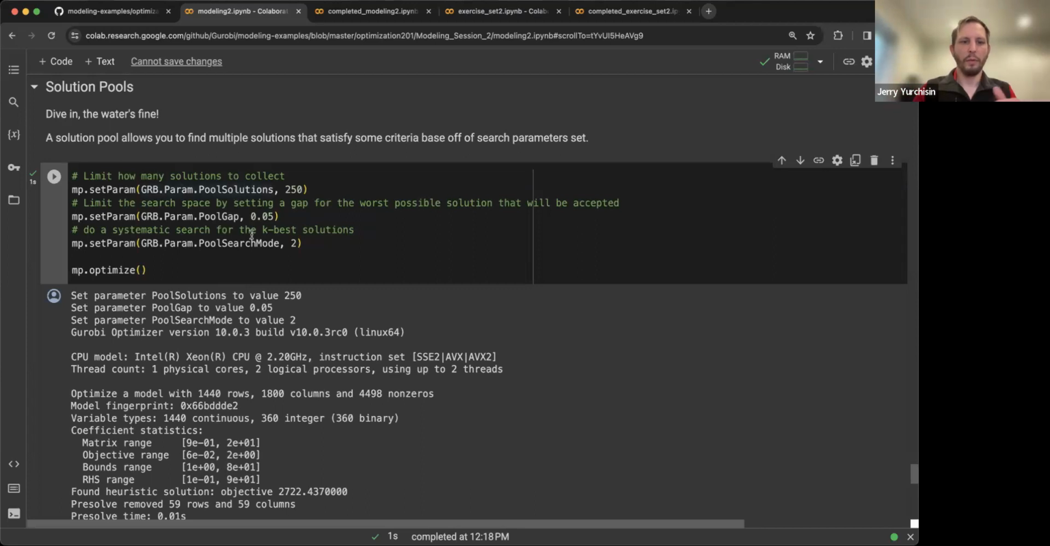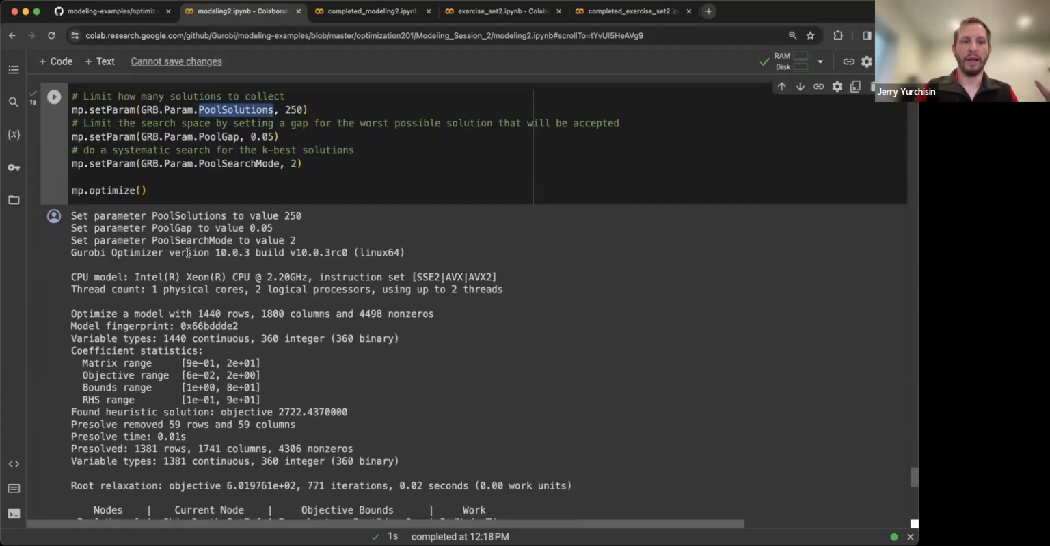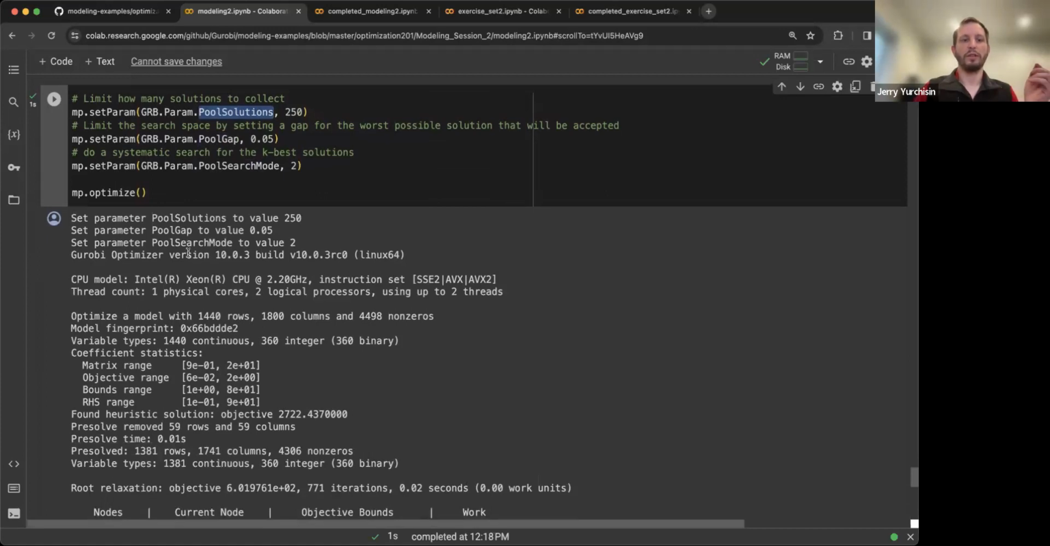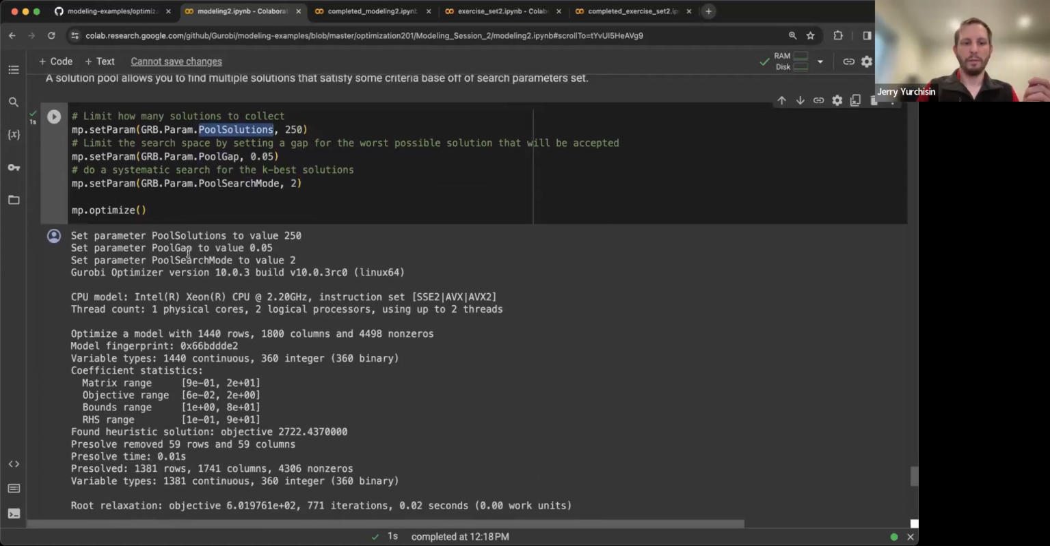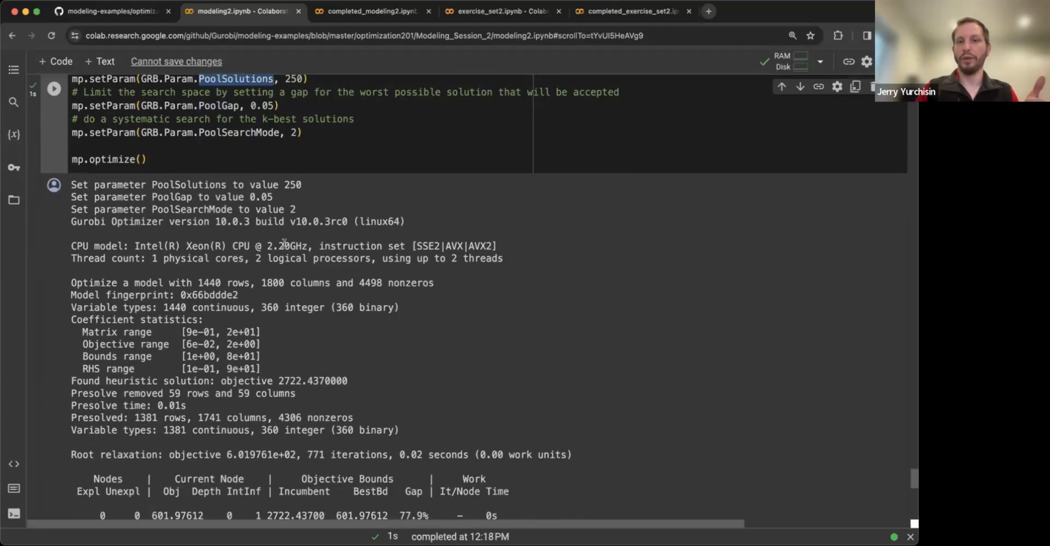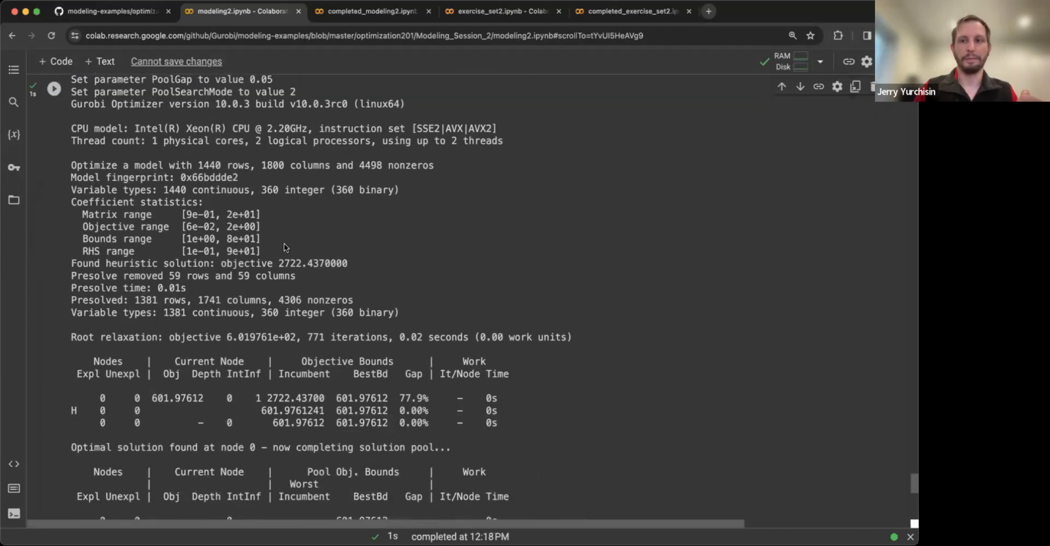So what we're going to have here is, we want the best solutions that are within a certain percentage, within a gap of the overall optimal solution, and we want to pull 250 of them. So I ran that. We're going to get at most 250 good solutions that are within 5% of optimal. That's a pretty cool thing to be able to do very easily.